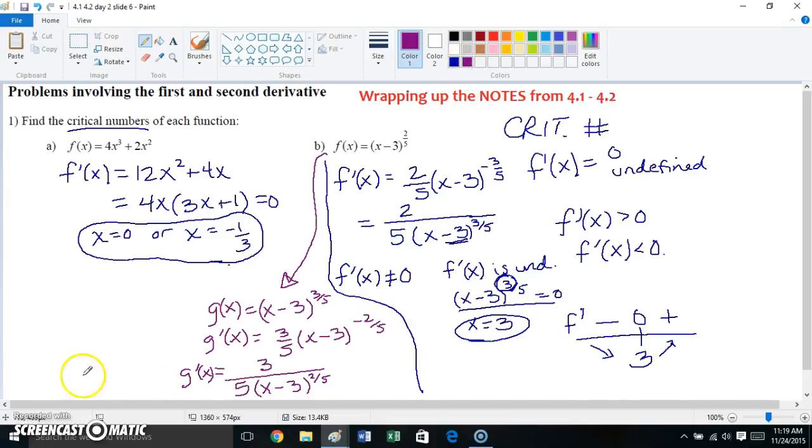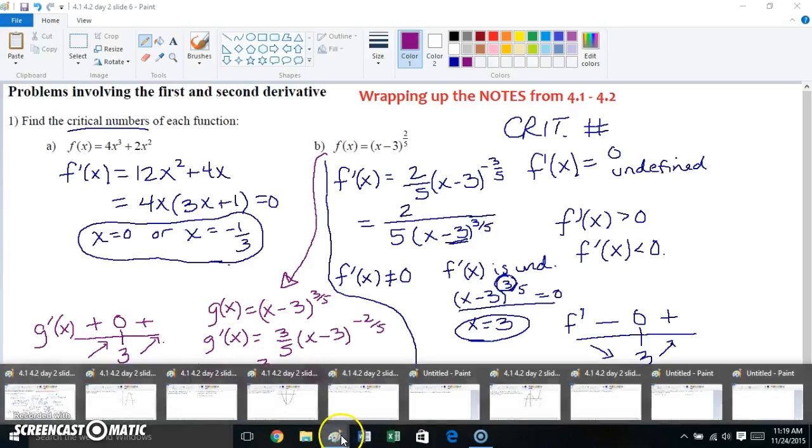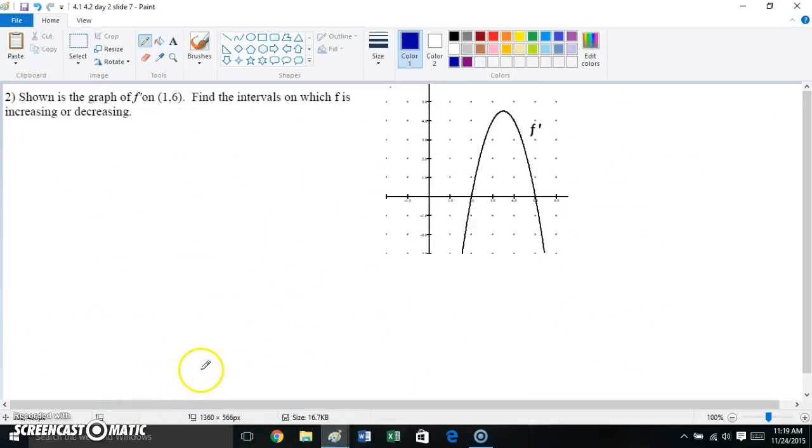Whereas with g of x, g prime of x is equal to 0 at 3. But notice this is a squared value. So even if I plug in 0, negative 3 is going to be squared. That's going to become positive. So this function is going to be increasing and then increasing. We'll keep thinking about those increasing and decreasing ideas as we go.